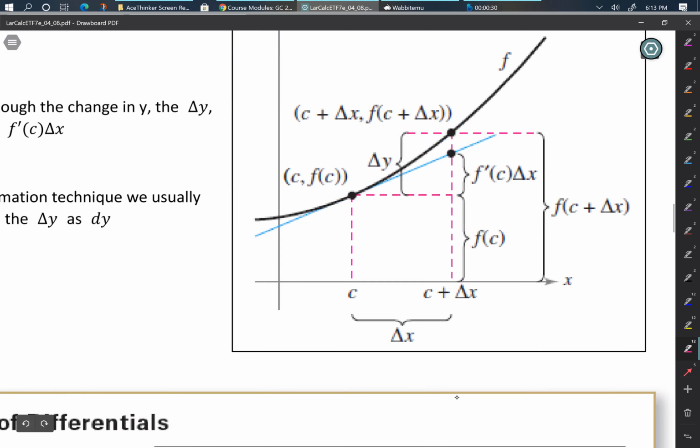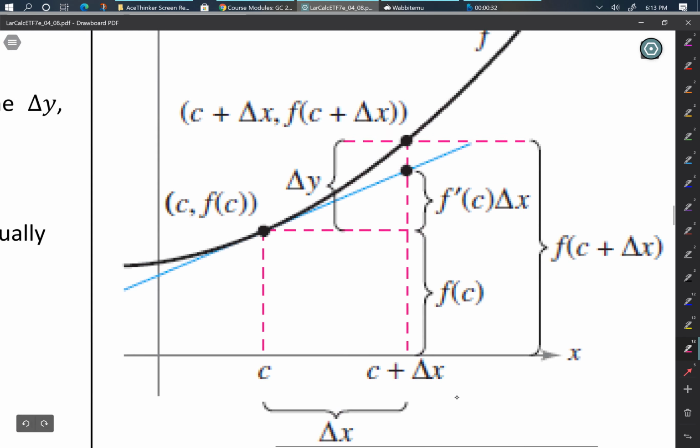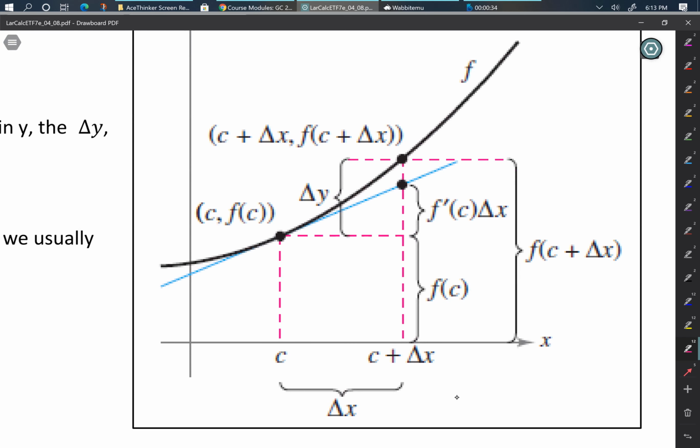Basically, what we're looking at here is a situation like this. Now, I know this graph looks complicated, so let's just break it down. First things first, we have a function f that is a differentiable function. Somewhere on that curve is a known point c, f of c. So it is a value c for the input x and a value f of c for the output y.